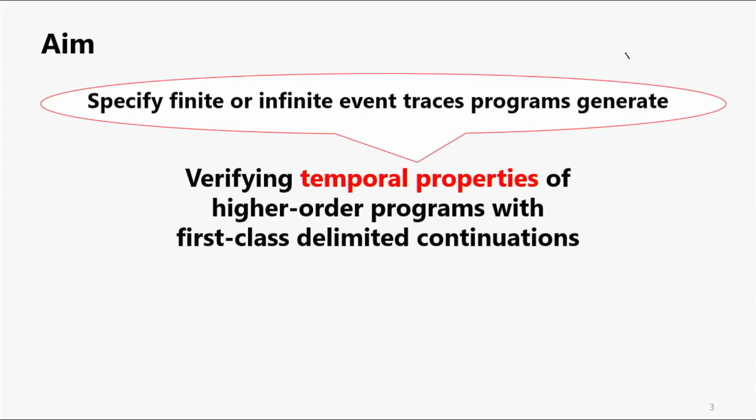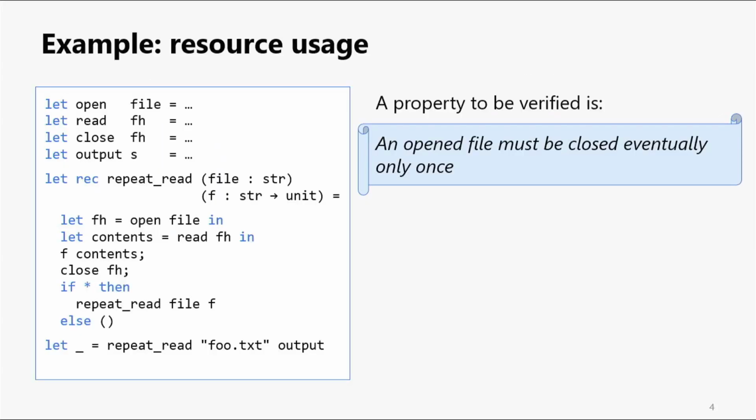Temporal verification aims to verify temporal properties, and in this work we focus especially on linear time temporal properties, which specify the finite or infinite traces generated by programs. One typical example of temporal verification is resource usage. In this example, suppose there are three primitive operations to manipulate a file object: open, read, and close. The main function is a repeat read function.